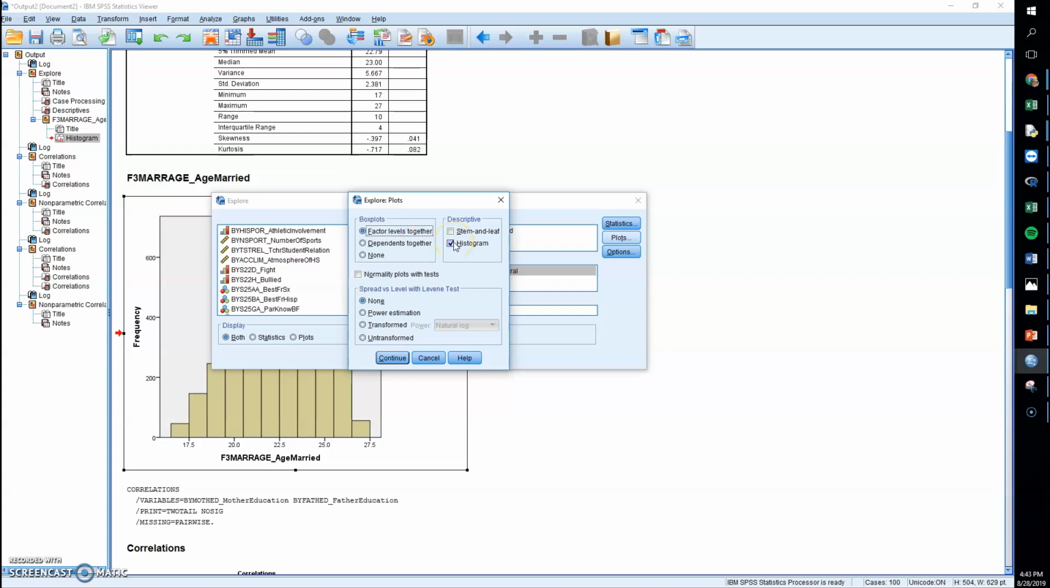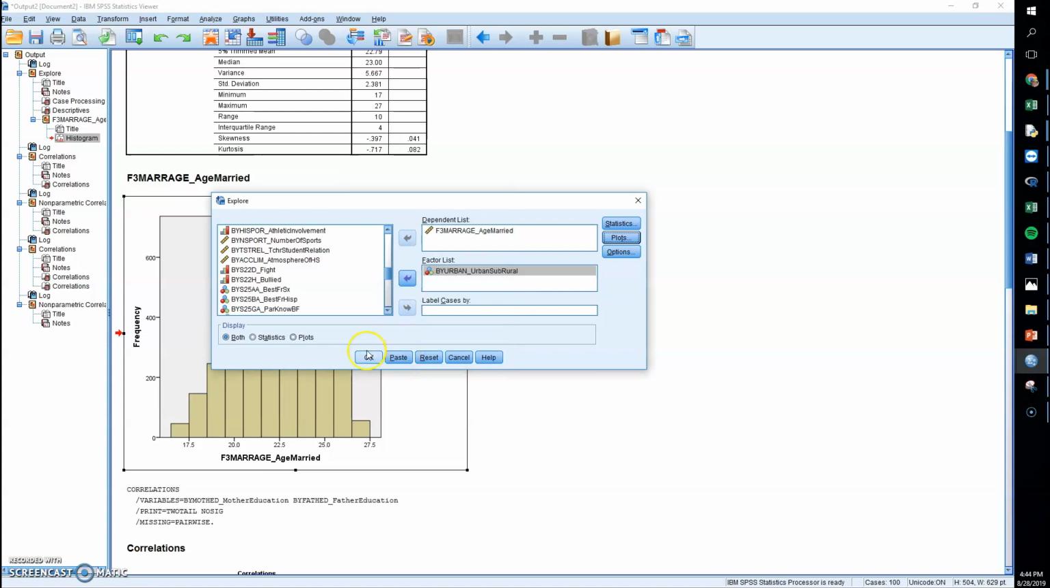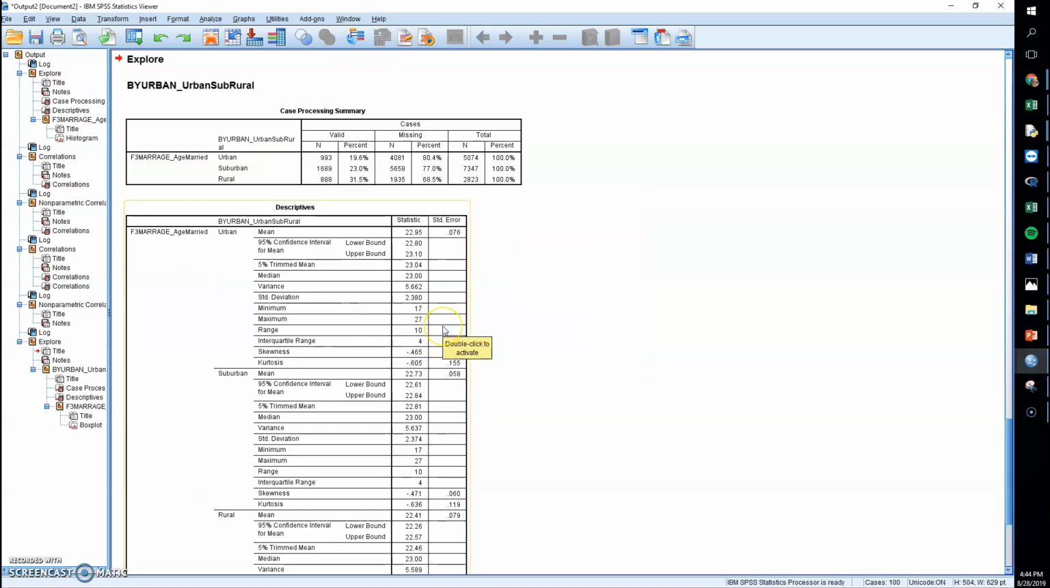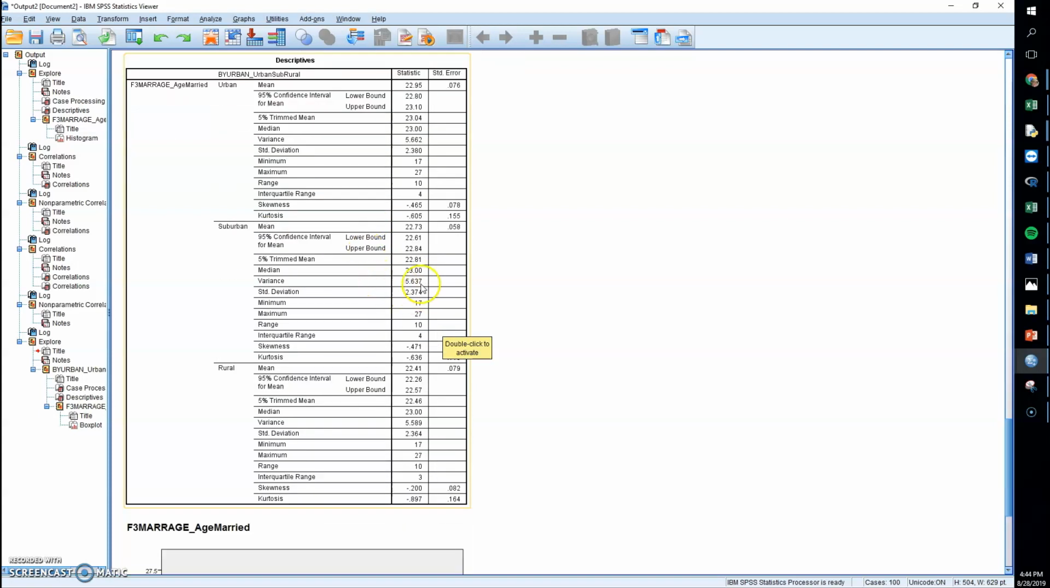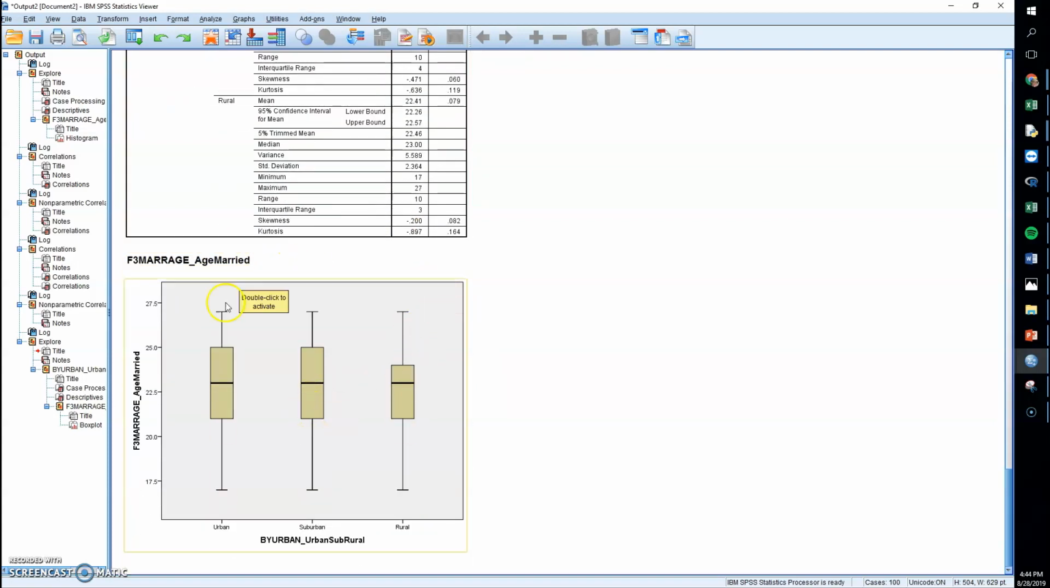And we don't need a histogram. What we really want to see here is the box plots so we can see them side by side. So we're going to hit continue, and then we'll hit OK. And we'll get a lot of summary that we could go into more in depth. But what I really want to see here is the picture.